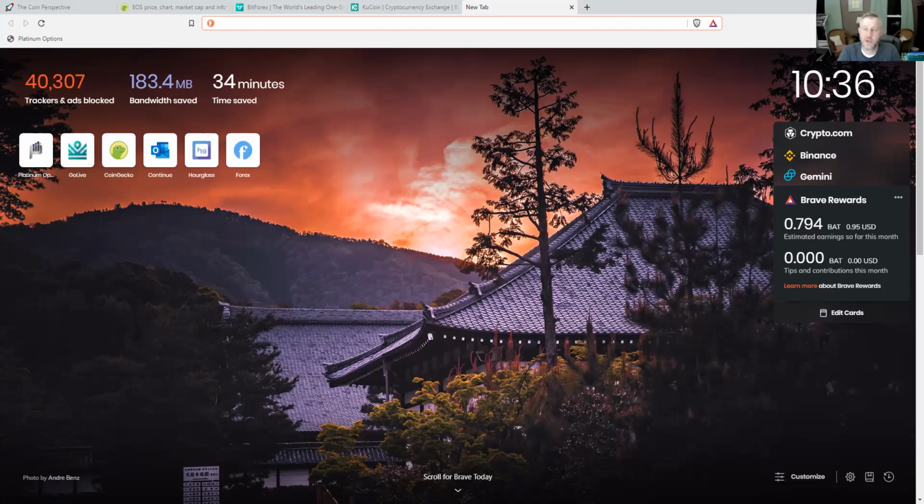Oh, and you also can, my browser is actually linked to my Uphold wallet. So anytime I want to redeem rewards, it sends it to Uphold to hold for me.